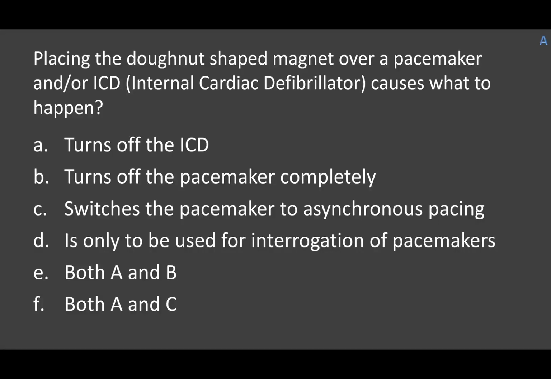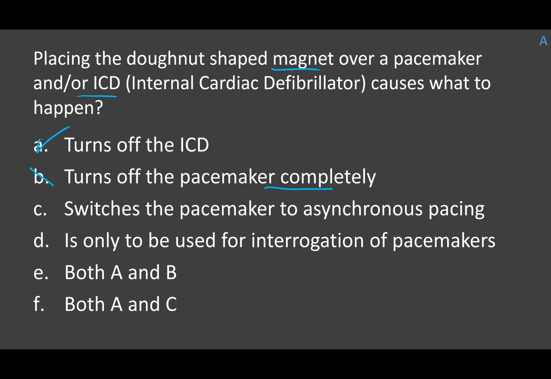Placing the donut-shaped magnet over a pacemaker and or ICD causes what to happen? So what does the magnet do? Well, does the magnet turn off the ICD? Absolutely. Does it turn off the pacemaker completely? Absolutely not. It doesn't do that in any way, shape, or form.